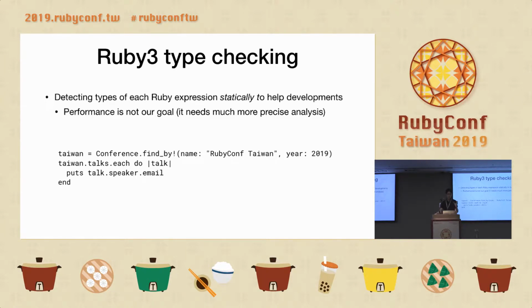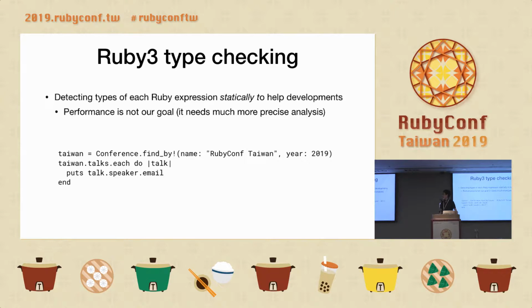For this project, performance is not the goal. To improve performance by type checking, we need much more precise analysis, and it feels impossible for Ruby. But yeah, this is my impression. I think we can discuss this with the Ruby core team or maybe the TruffleRuby team. I think I will catch Chris later.